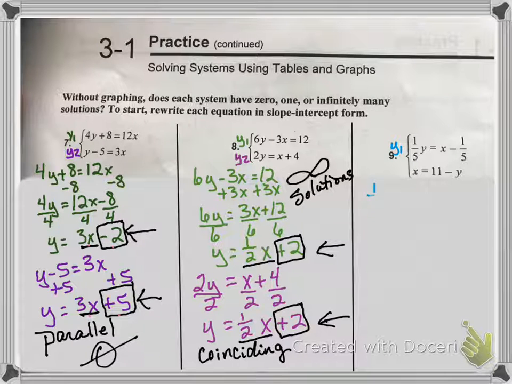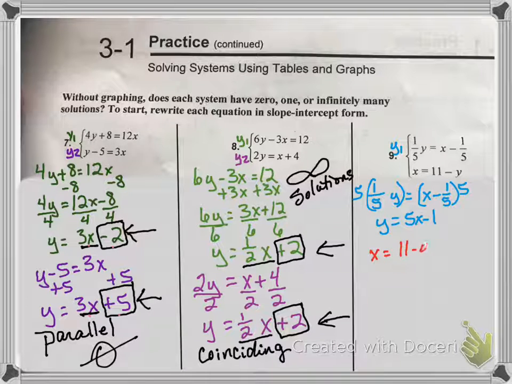All right, number 9. First is 1/5 y equals x minus 1/5. I'm going to multiply both sides by 5 so that I can get rid of these 1/5s. So I end up with y is equal to 5x minus 1. Okay, I look at my y2 and I add my x, add my y to both sides. I end up with y is equal to negative x plus 11.